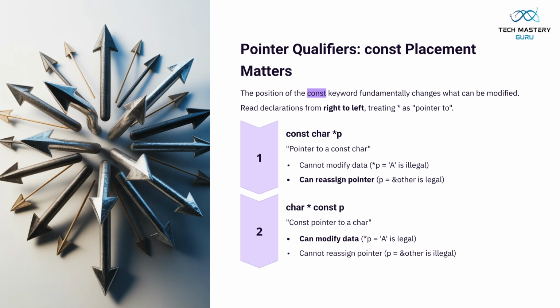Pointer qualifiers, specifically the placement of const, drastically change what can be modified. Reading declarations from right to left helps clarify. const char *p means the data pointed to cannot change, but the pointer itself can be reassigned. char *const p means the pointer cannot be reassigned, but the data it points to can be modified.